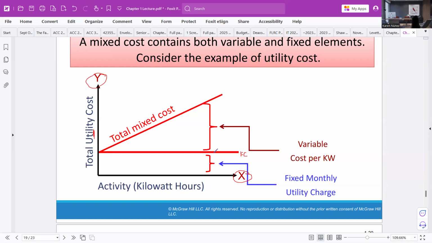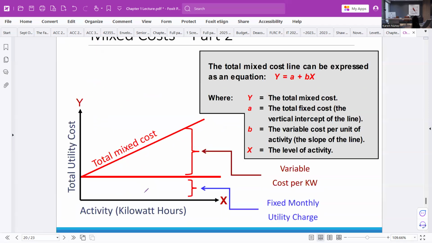And when you take the fixed piece and you add the variable piece together, you get what is called a mixed cost. And a mixed cost intersects the y-axis right here, right? It has some fixed component. That's what that is. But then it's got a variable piece that when you add it to the fixed piece, you get what is called a mixed cost. That's what a mixed cost is. It has both components.